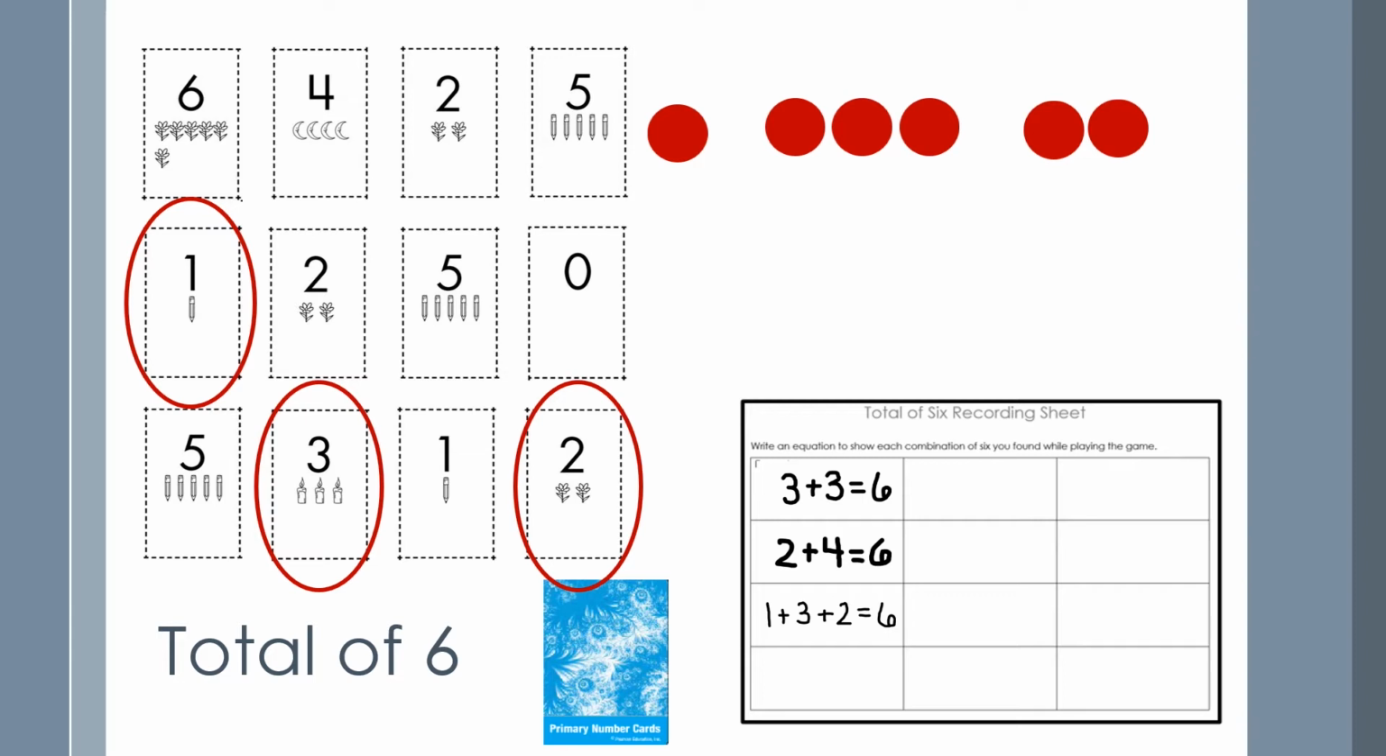You and a partner can continue to play total of 6 until no more combinations of 6 can be made, or until you fill up your recording sheet with combinations. If you are ready for a challenge, you can also try playing with a different total, like the number 10. You may need to add some of the greater numbers back into the pile.